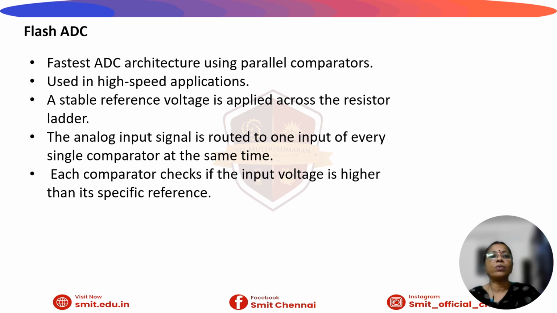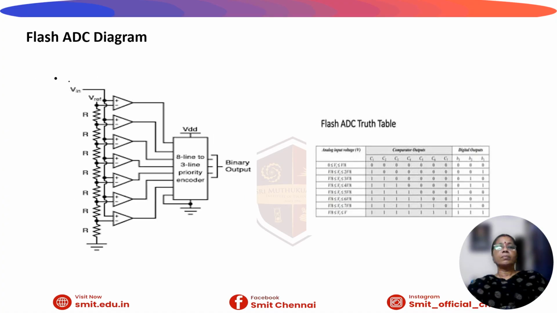A stable reference voltage is applied across the resistor ladder. The analog input signal is fed to every single comparator at the same time. Each comparator checks if the input voltage is higher or lower than its specific reference. The flash circuit description is given in this slide. It converts continuous analog signals into digital binary data in a single clock by simultaneously comparing the input voltage against multiple reference voltages.